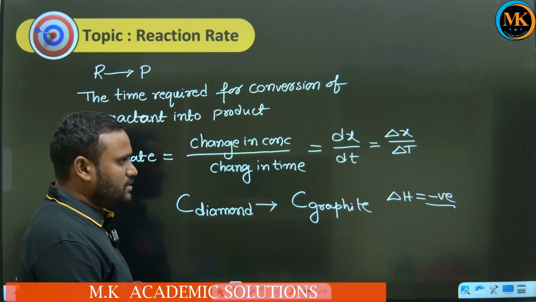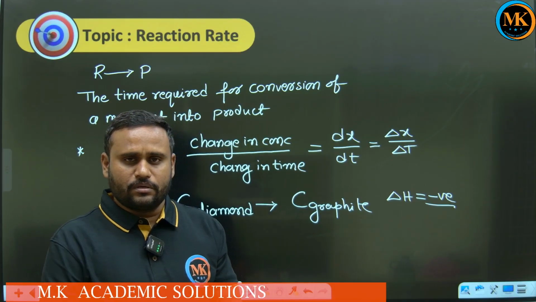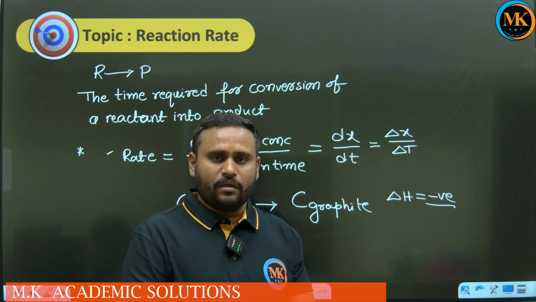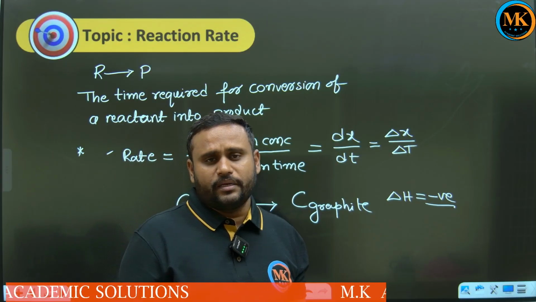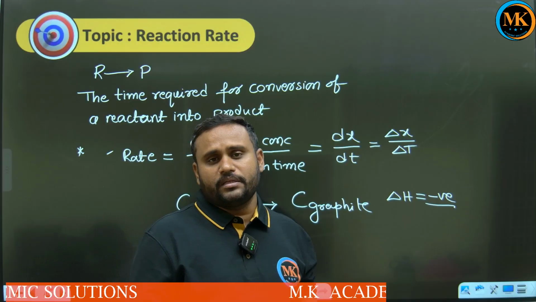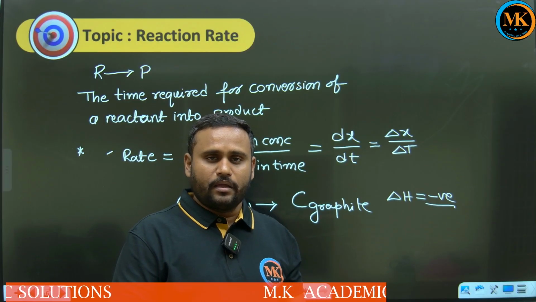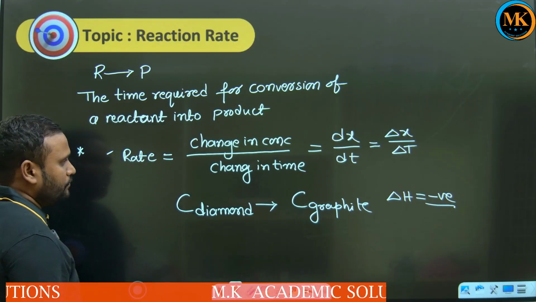Okay, that is the major difference between thermodynamics and chemical kinetics. Thermodynamics will tell whether the reaction is spontaneous or not. Chemical kinetics will tell how much time is required for the reaction to complete. Okay, so that is nothing but the rate of reaction.